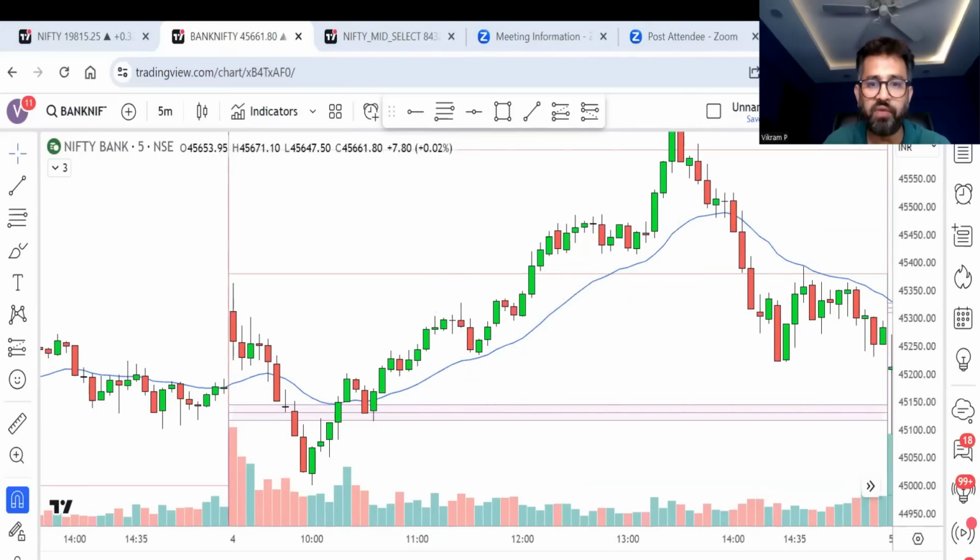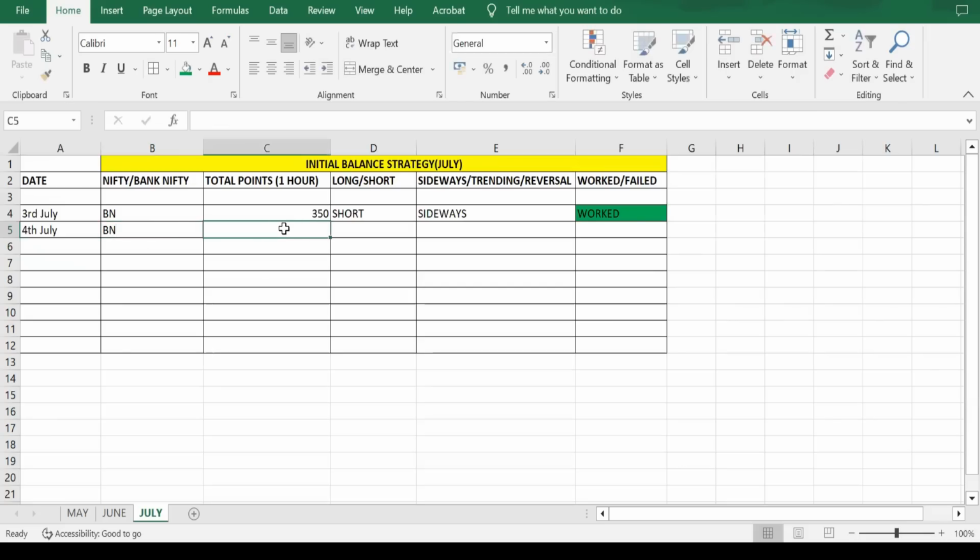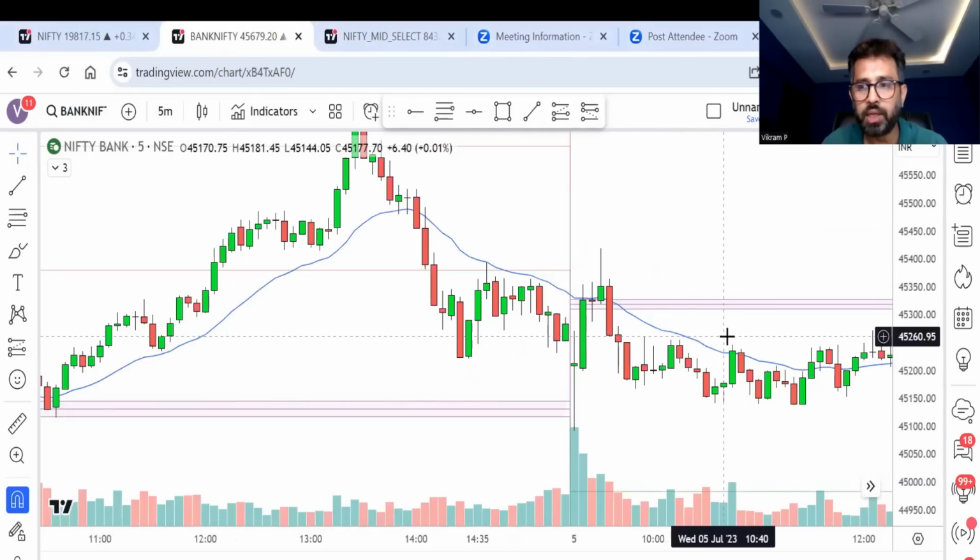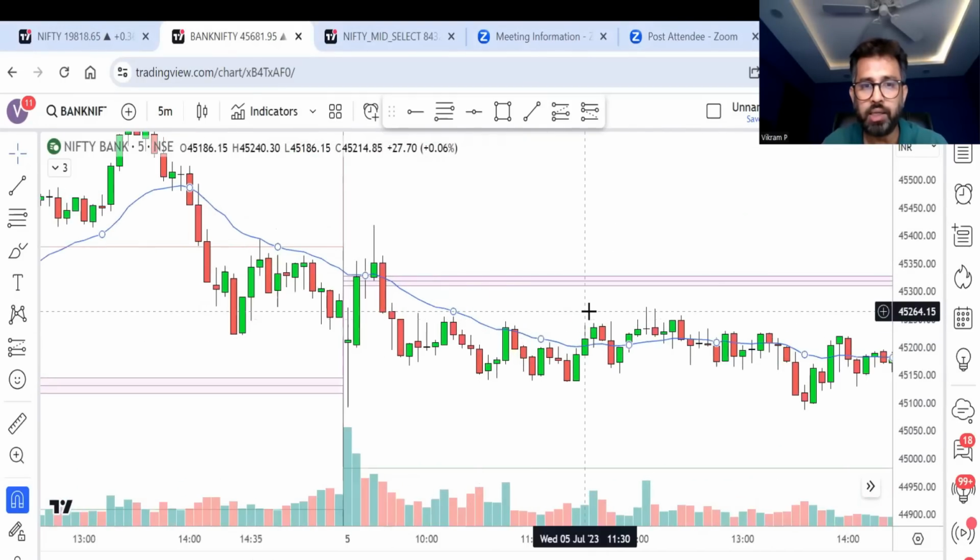So now we'll come to the Excel file, and on 4th July also we got the wide initial balance day strategy. It was around 400 points and it was a long opportunity and it made a huge reverse. It worked, right? Now let's go to July and see any other days.